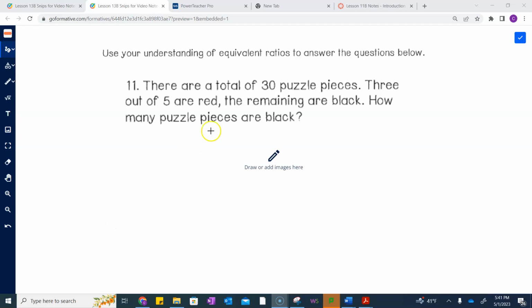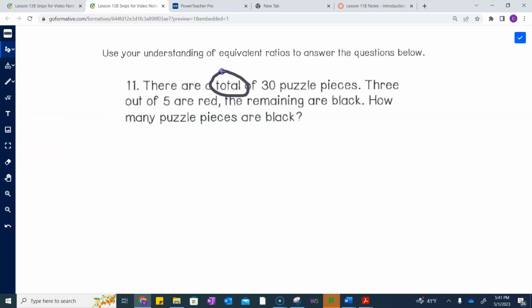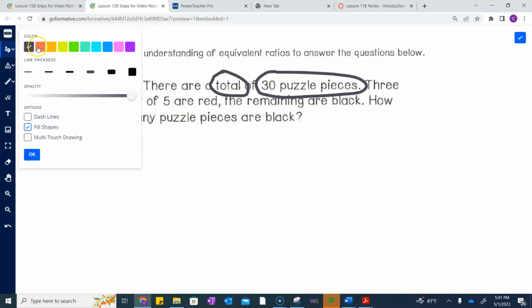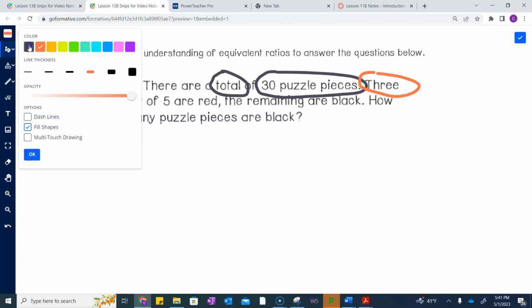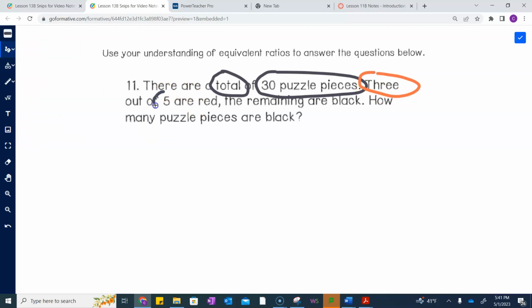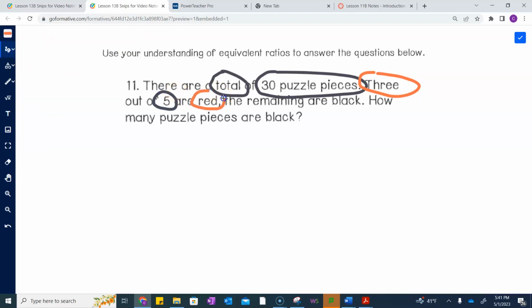There are a total of 30 puzzle pieces. That's a total amount, 30 puzzle pieces. 3 out of 5 are red. So 3 out of every 5 pieces in our bunch are red. The remaining are black. How many puzzle pieces are black?